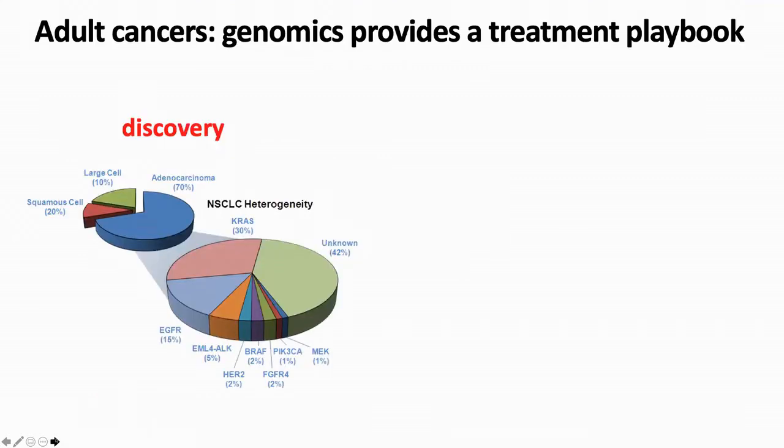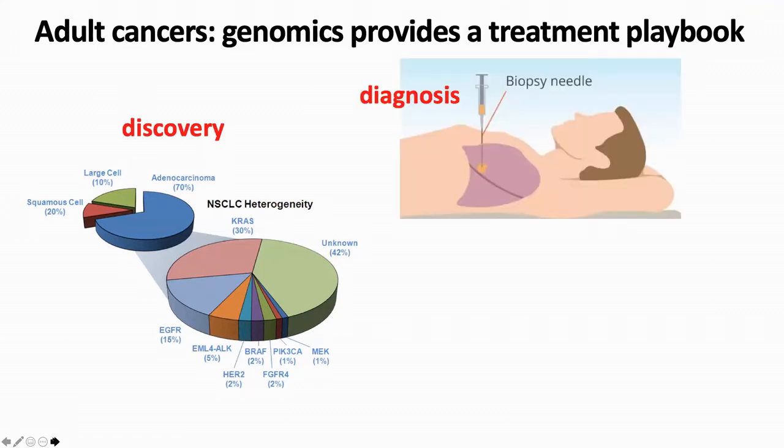I want to start out the discussion today by just talking about the reality of adult cancers, where genomics is increasingly providing a treatment playbook. And what you can see here on the left-hand side of the slide is really how genomics has enhanced our understanding of non-small cell lung cancer and the different genetic drivers of this disease over time and over large-scale cancer discovery. And coincident with this increase in knowledge about drivers has been an incredible increase in the number of corresponding targeted therapies that can address many of these drivers successfully.